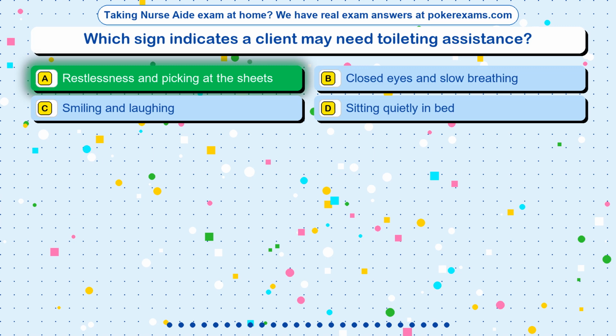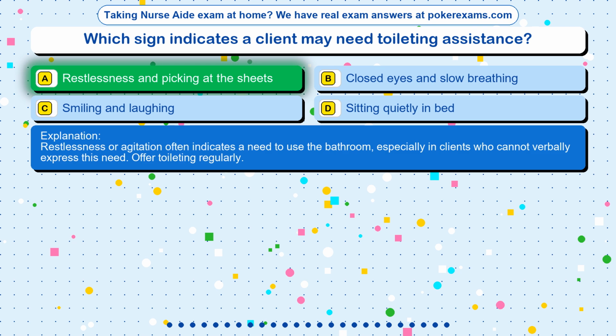The correct answer is option A. Restlessness and picking at the sheets. Restlessness or agitation often indicates a need to use the bathroom, especially in clients who cannot verbally express this need. Offer toileting regularly.